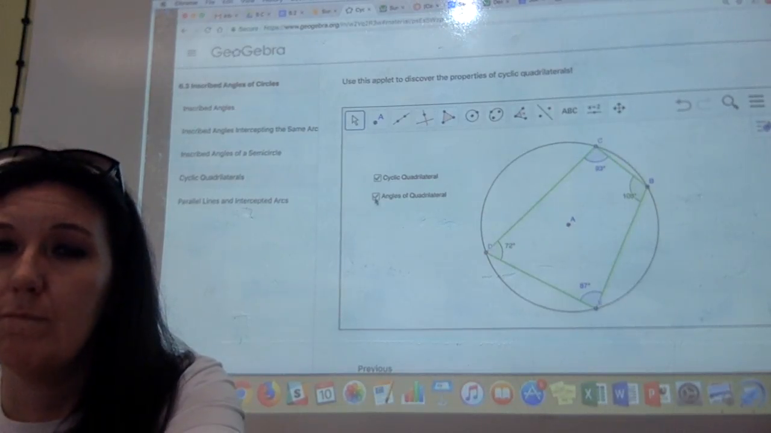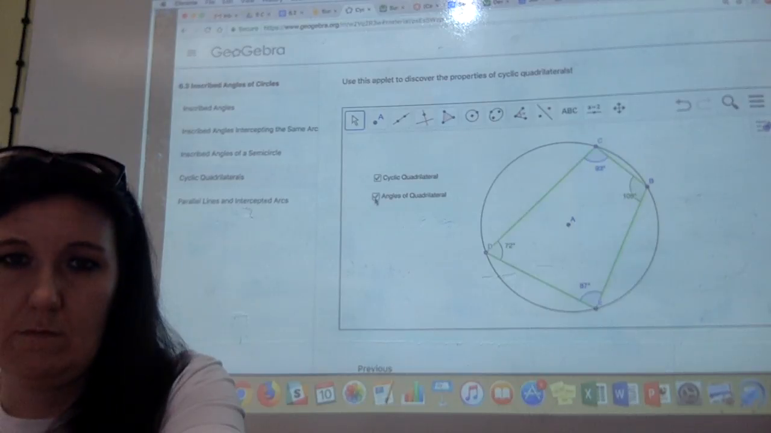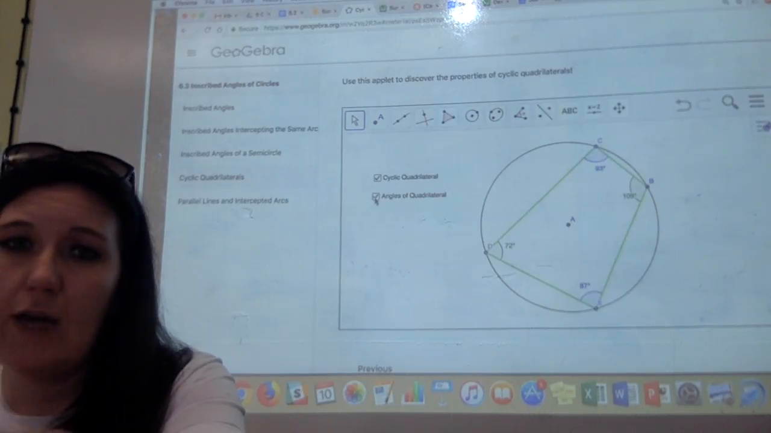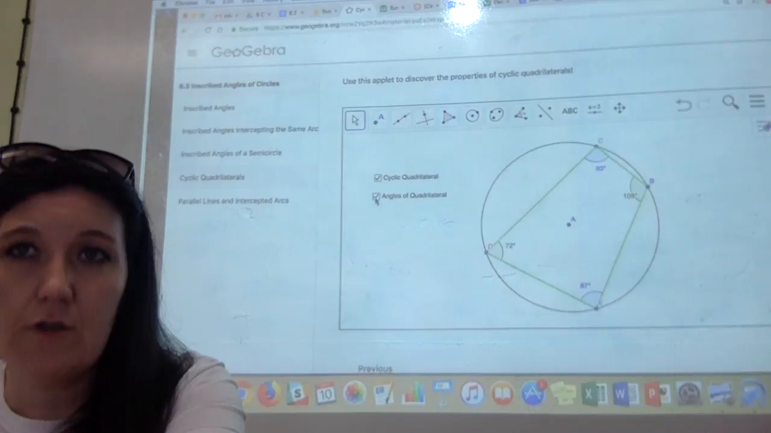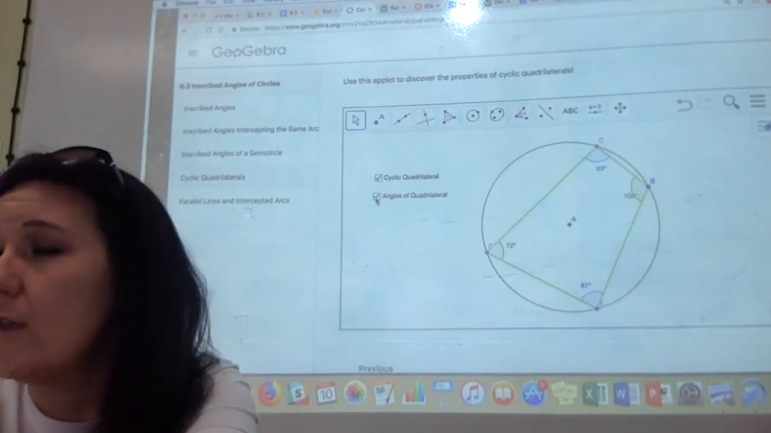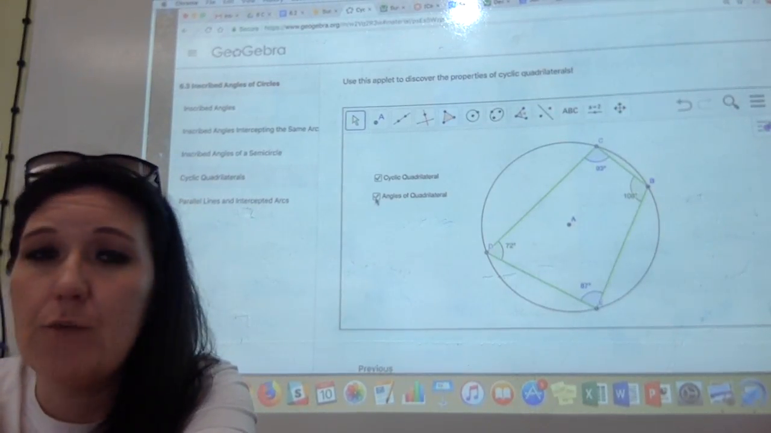Each of the two blue ones equals 180, and then the two green ones equal 180. So the ones that are opposite from each other all equal 360. Okay, so all four add up to 360, which is always true for a quadrilateral.